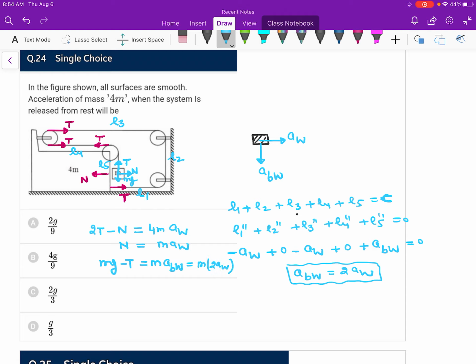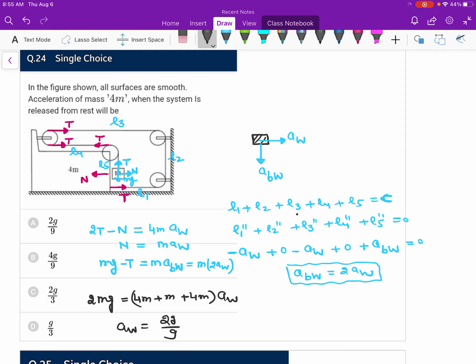So now let's add these 3 equations, first multiplying the third equation by 2 and then adding. So 2mg minus 2T plus 2T cancels, minus N plus N cancels, and this is 4m plus m plus 4m into A_W. So acceleration of wedge is 2g by 9.